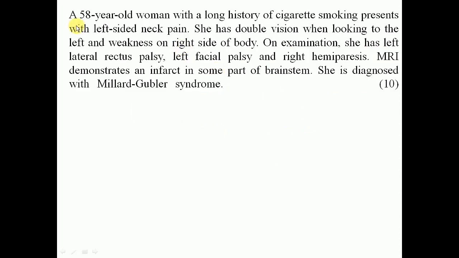The case is a 58-year-old woman with a long history of cigarette smoking who presents with left-sided neck pain. She has double vision, that is diplopia, when looking to the left, and weakness on the right side of the body. On examination, she has left lateral rectus palsy, left facial palsy, and right hemiparesis. MRI demonstrates an infarct in some part of the brainstem. She is diagnosed with Millard-Gubler syndrome. So this case is of 10 marks.